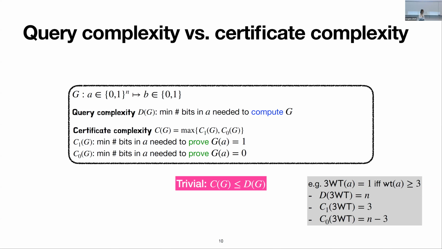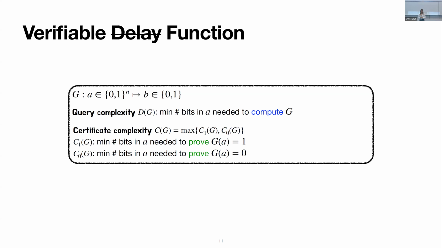It is almost trivial to see that certificate complexity is a lower bound on the query complexity. But it was proven, I think, 20 or 30 years ago, that the square of the certificate complexity is an upper bound on the query complexity. So that's known. And now you might ask, why am I talking about this? Why is it related to VDF?